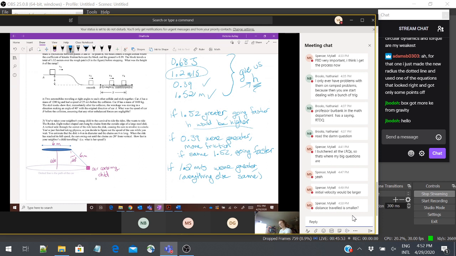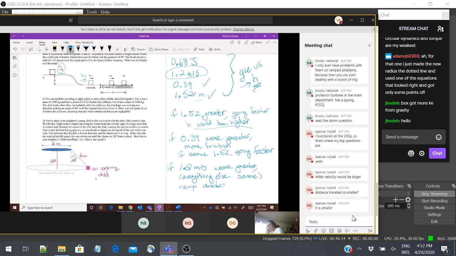No thoughts? Well, if it still took 1.52 meters to stop, then it had some V initial here that was the same. If V1 is bigger, that would mean that the ramp added less. So H is smaller. Okay, so that means we have to consider the difference between the energy it has right here and the energy it has right here, or the speed that it has right here and the speed that it has right there.